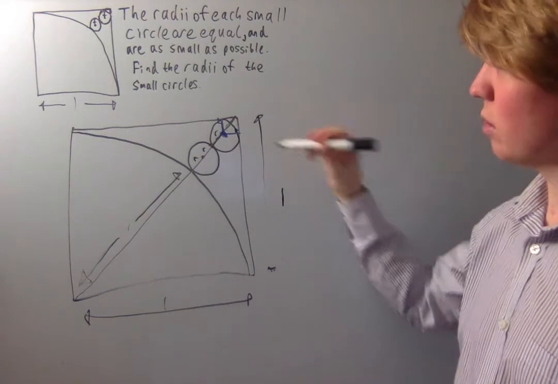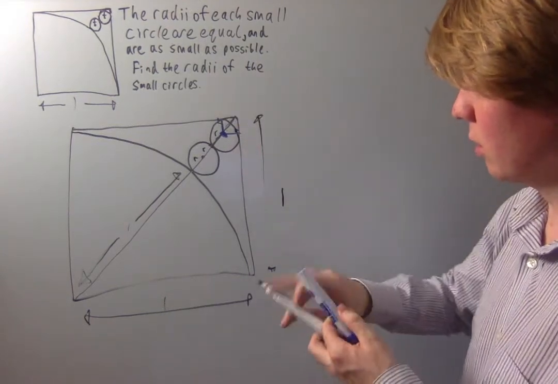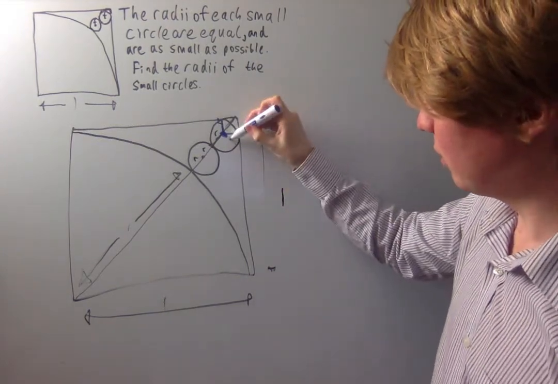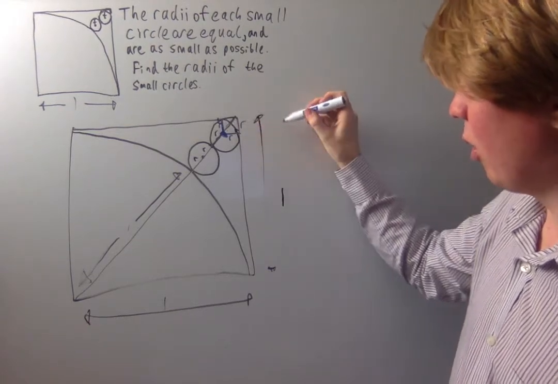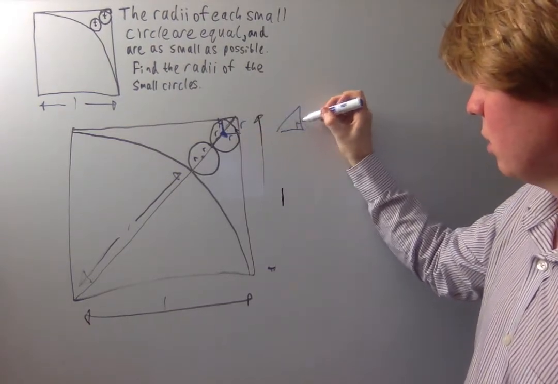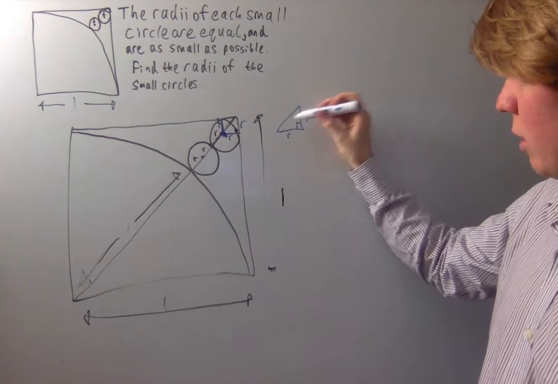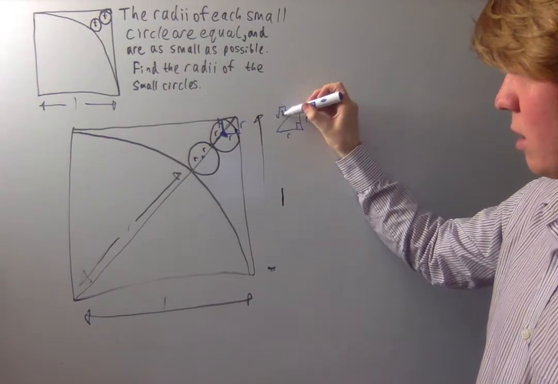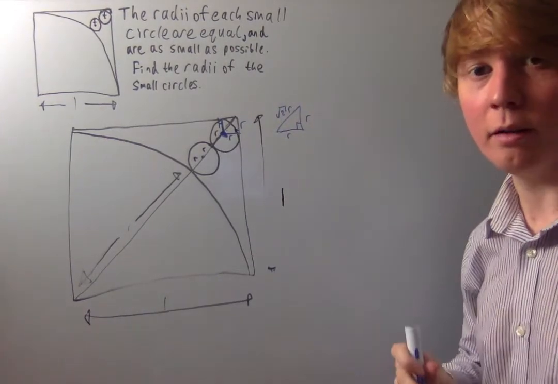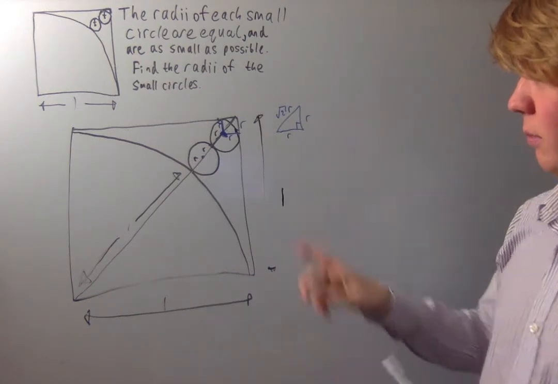Okay, and these two lines are both perpendicular to the sides of our square, and you may have noticed the length of these lines is just the radius of our small circle again, isn't it? So we've got here r and r again. So what we've really got is a little right angled triangle of r, r, and then this means the hypotenuse has to be root 2 r there.